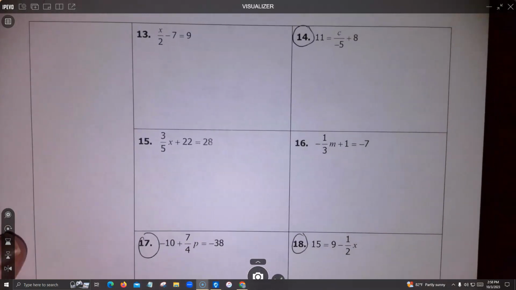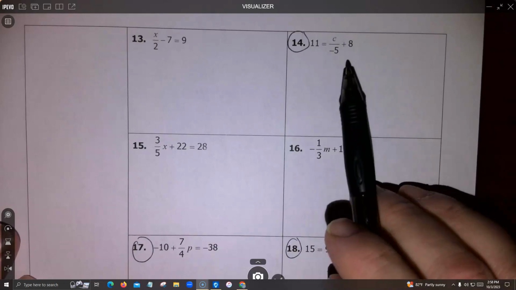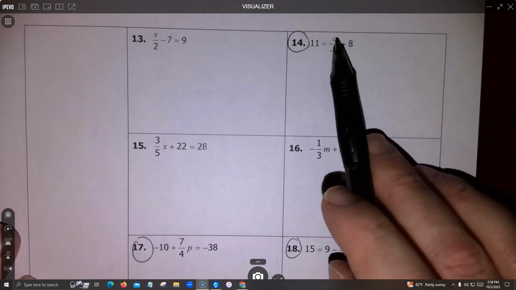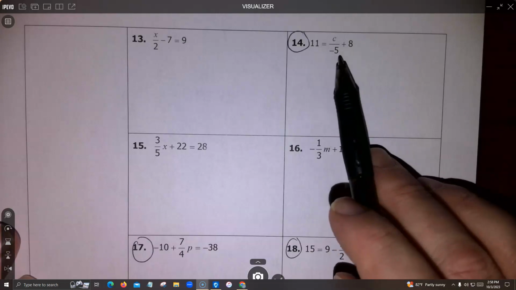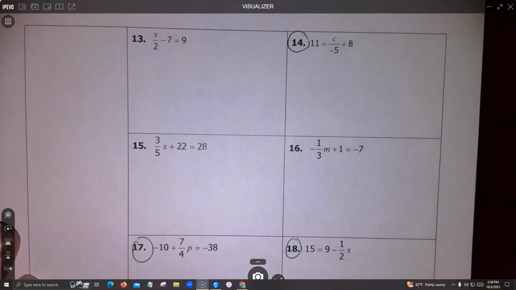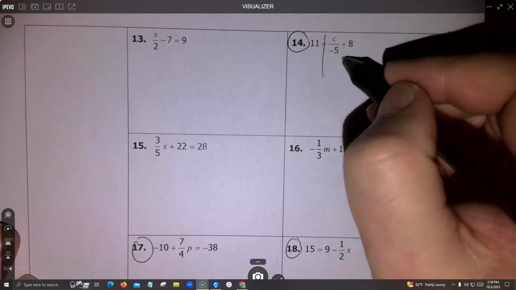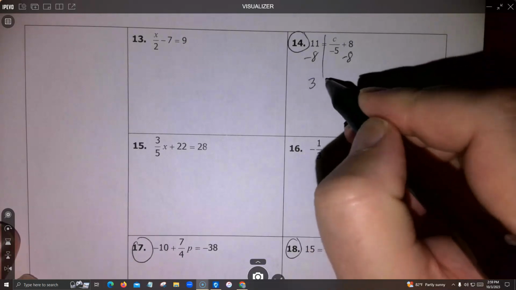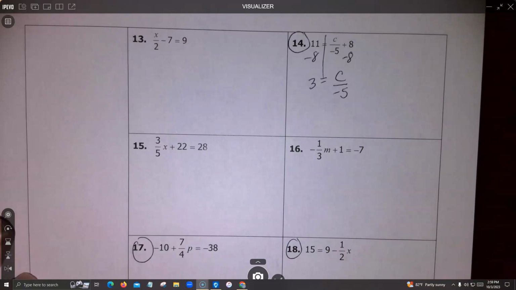The next problem we're going to do is 14. So 14, I can tell what's going on. I have an addition problem and I have a division problem. So I've got to use subtraction and multiplication to get rid of them. Remember that we're doing PEMDAS in reverse, so I've got to do subtraction first. Subtract, so this is going to give me 3 equals c over negative 5, or divided by negative 5.